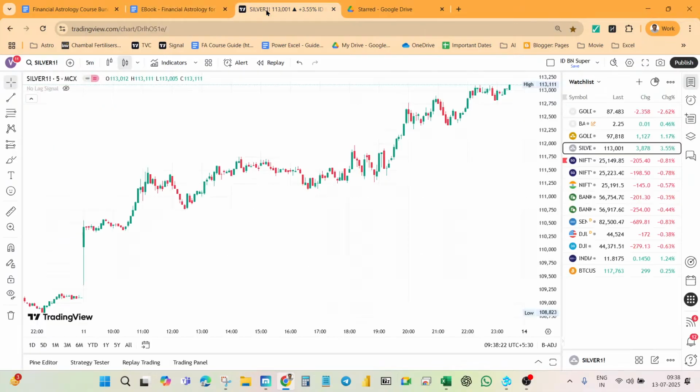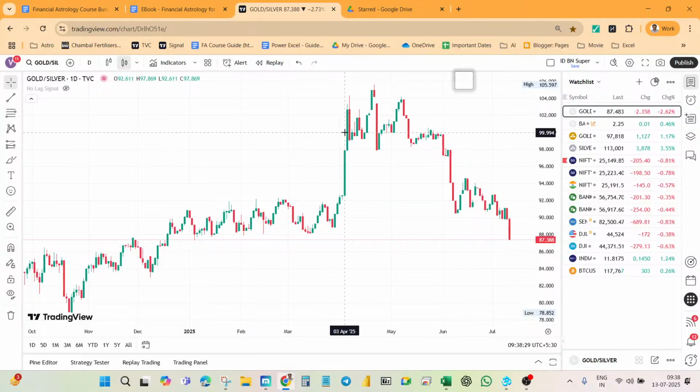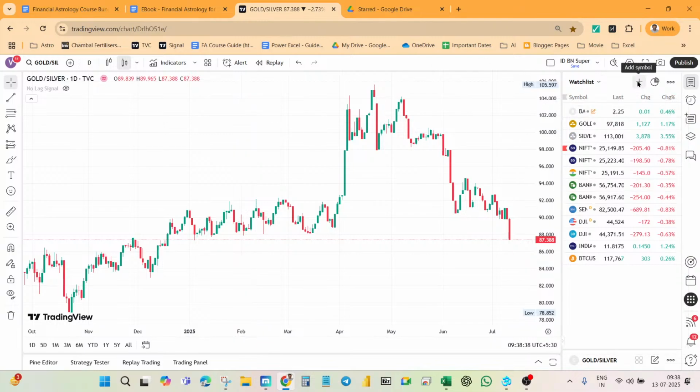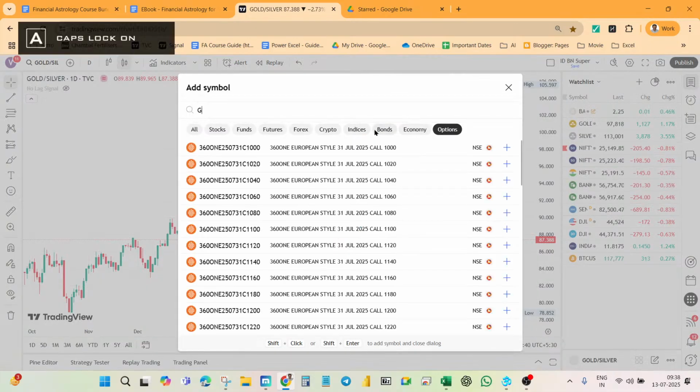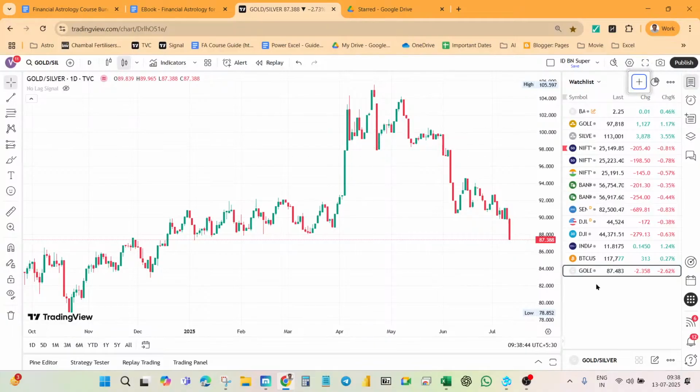For example, let me take the ratio here. In the daily chart you can see, I'm using a free version. If you have the paid version, you can see intraday time frames also. Now let me just delete this. What you do is go to add symbol, and then type here gold divided by silver. Just press enter. Then you get a ratio here. It is about 483.